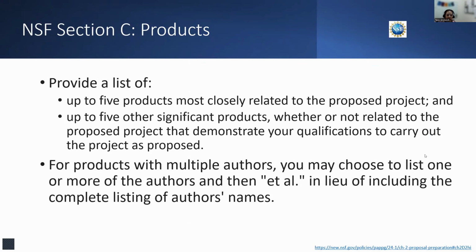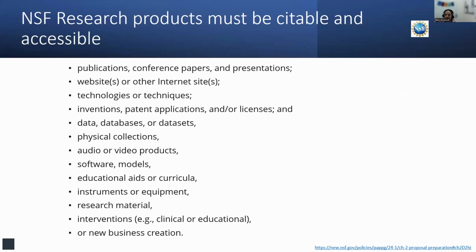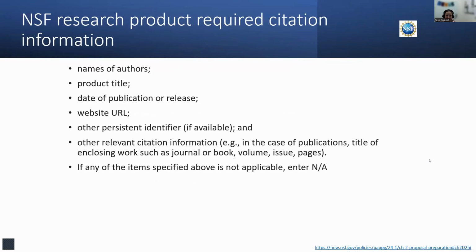But first, what counts as a research product? So the most important criteria of a research product is that it must be citable and accessible. So it can't be a piece of software that you just have on your computer. If it's software, it has to be deposited in some place like GitHub, or another repository or somewhere people can access it. And there's a wide range of products to choose from: technologies, inventions, data, audio or video, instruments, equipment, etc. Full list on the screen here.